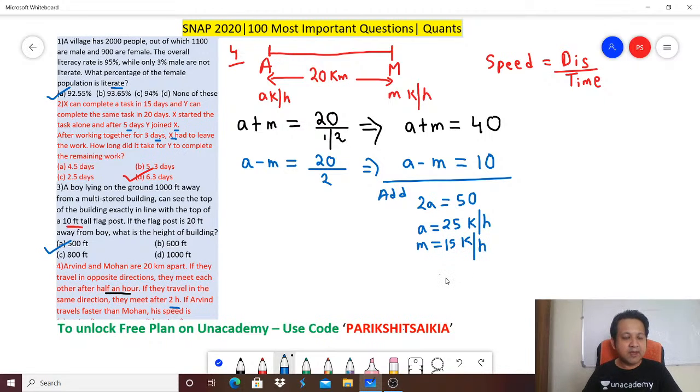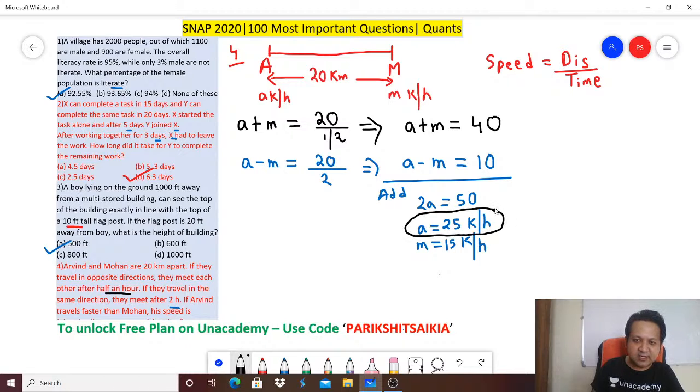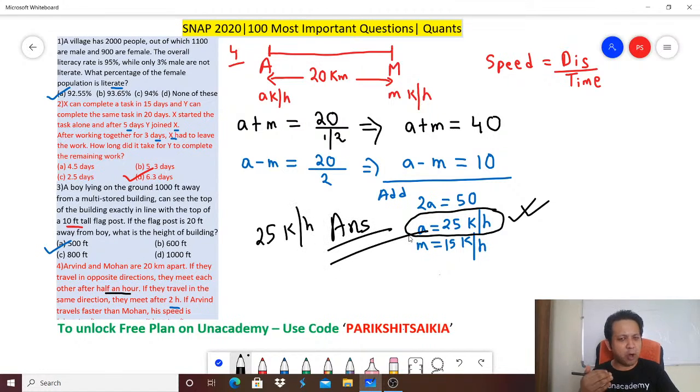What are they asking? Arvind is faster than Mohan. Then what is Arvind's speed? If Arvind is faster than Mohan, then obviously Arvind's speed is 25 kilometers per hour. So your answer is 25 kilometers per hour. Remember, the snap will have the options. In this case, I did not have the options, but the snap will definitely have them. Any doubt in this? You all got it, right? Perfect. Let's go to the next one.